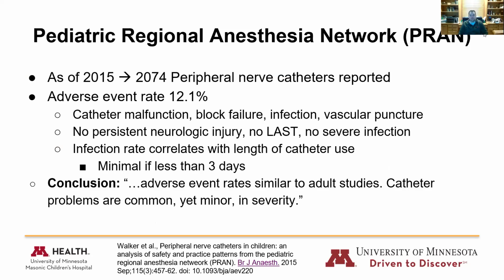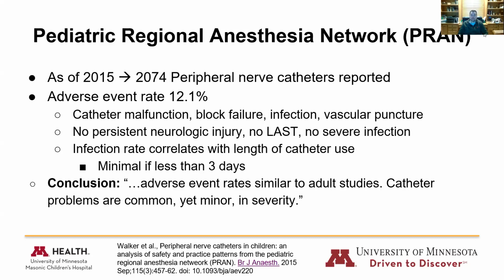Just to give you an idea what complications there are, there is a network called the Pediatric Regional Anesthesia Network, which reviews data to see how safe blocks are for children. As of 2015, when the last data was released, they had several thousand peripheral nerve catheters in children. While the adverse event rate seems fairly high at 12%, most of these events are catheter malfunctions, block failures, mild skin infections, or initial vascular puncture without having injected the local anesthetic. It is very unlikely to have any persistent neurologic injury. There has not been any LAST reported, and there haven't been any severe infections reported. Systemic infections or those more than skin infections are extremely rare, especially if you use catheters for less than 3 days. Overall, the adverse event rate is very similar to adults.